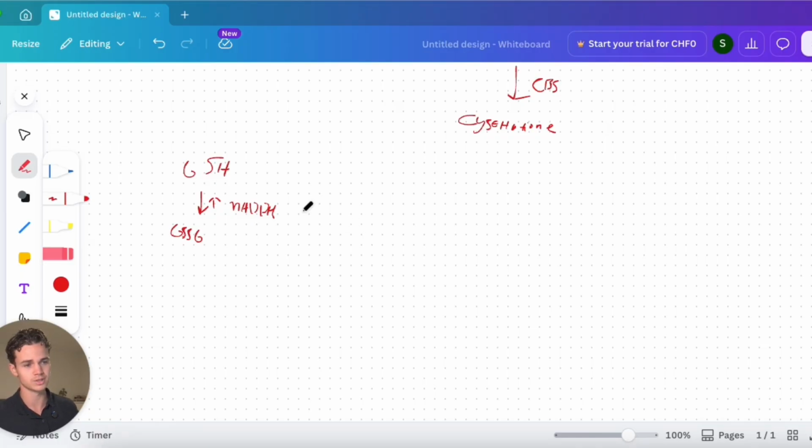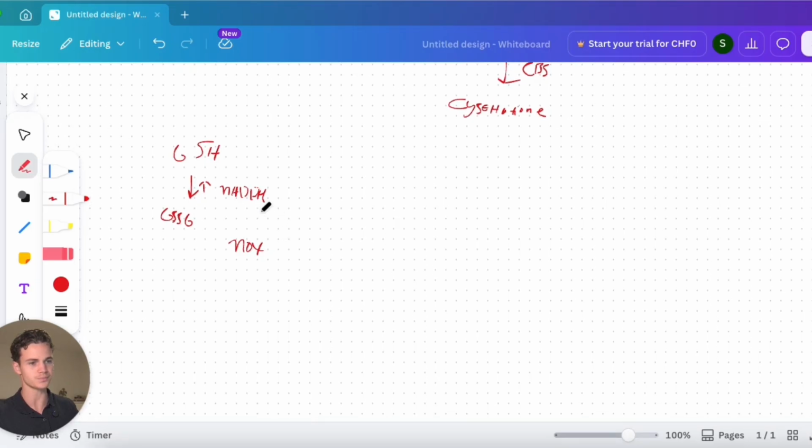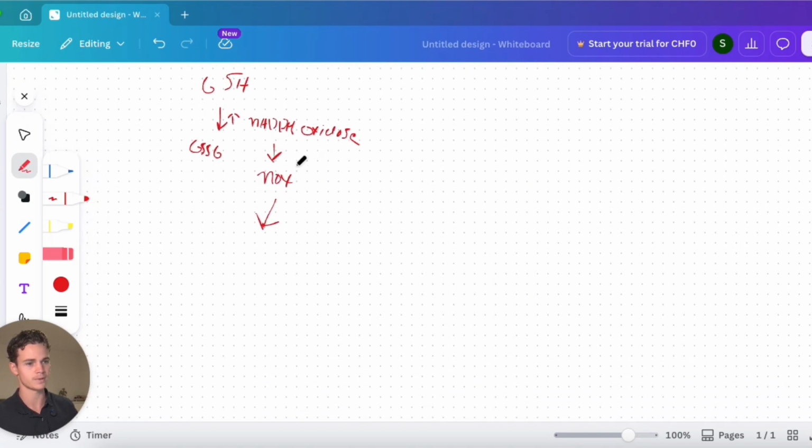But the thing is, there's also this enzyme called NOX. And what NOX is doing is it's taking this NADPH and it's weaponizing it against something like a virus. So what NOX actually stands for is NADPH oxidase. NOX takes your NADPH and then turns it into superoxide. Superoxide, which is a free radical, right? So that's causing oxidative damage.